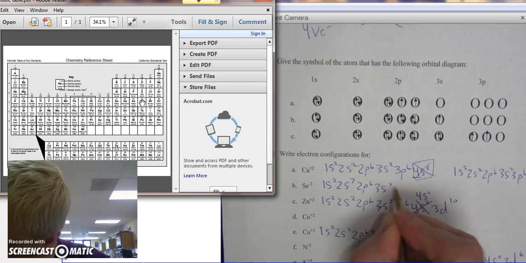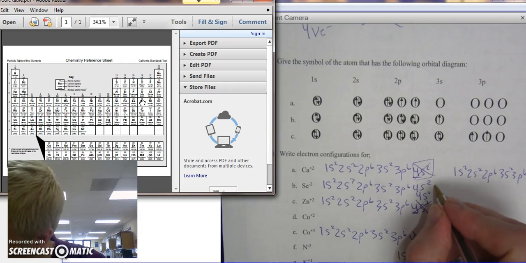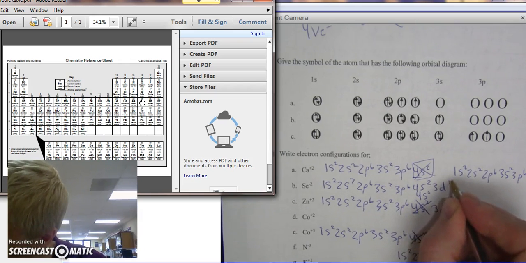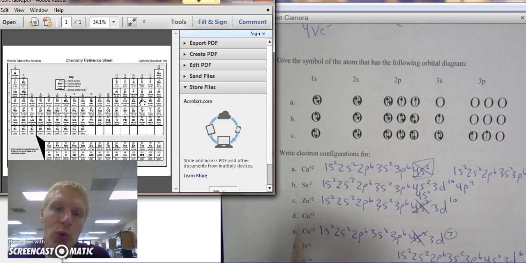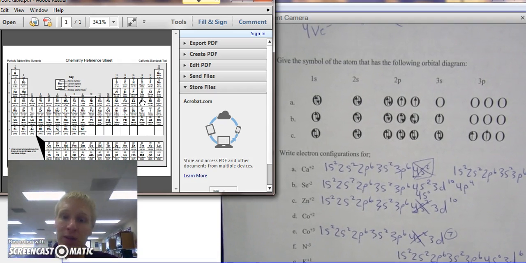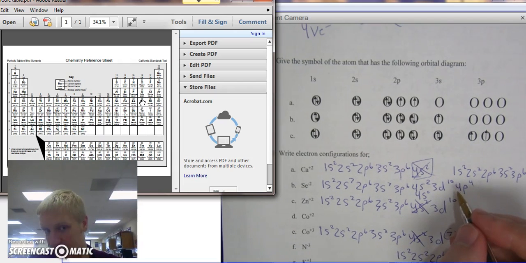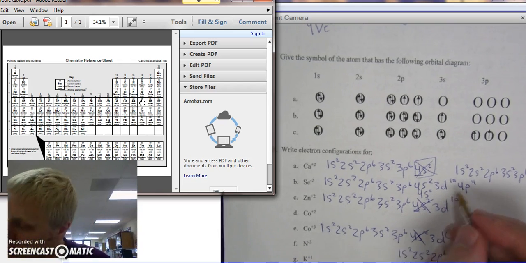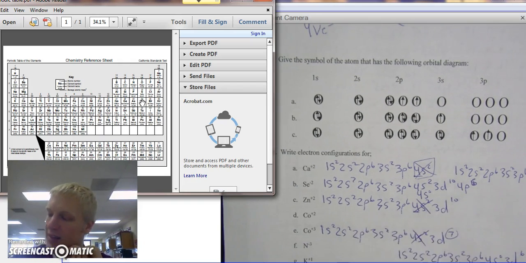2p6, 3s2, 3p6, 4s2, 3d10, 4p4, but it's 2 negative, which means we have 2 more electrons than normal. So instead of 4p4, it's going to be 4p6, 2 extra. So we'll scribble that out and put 4p6, and that's the electron configuration for Se2-.